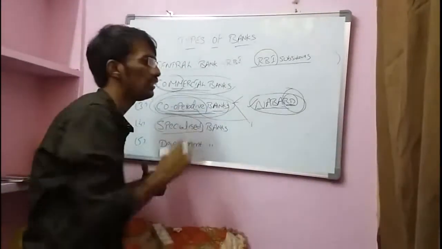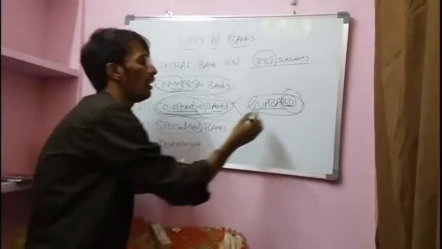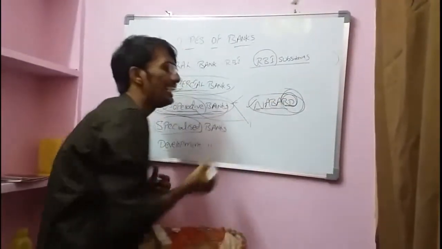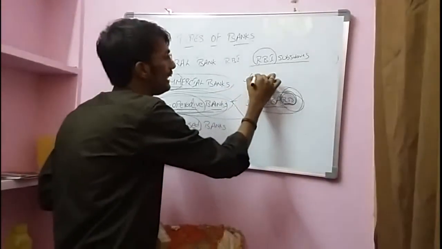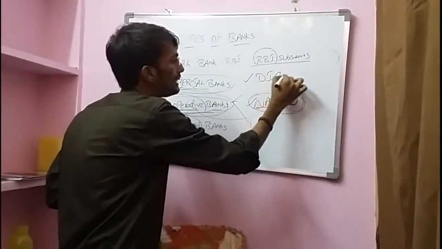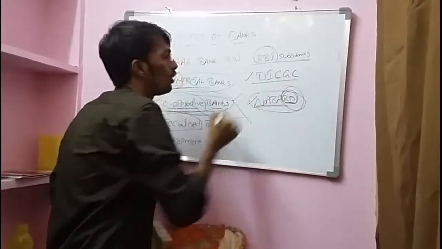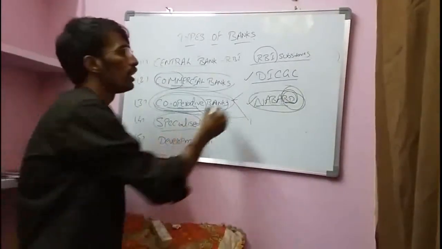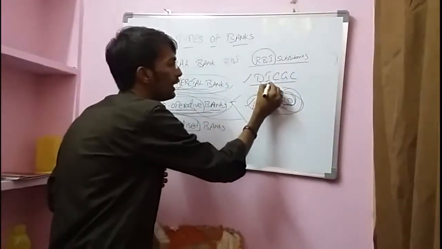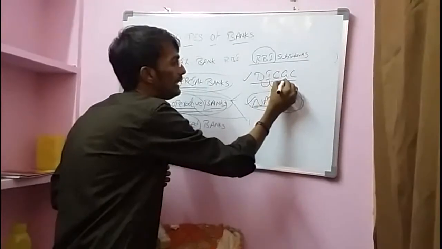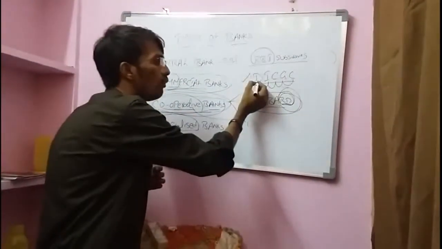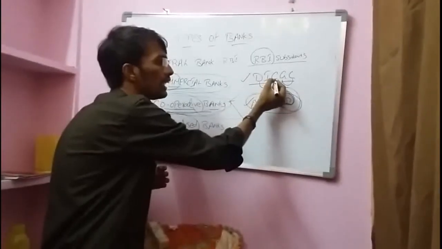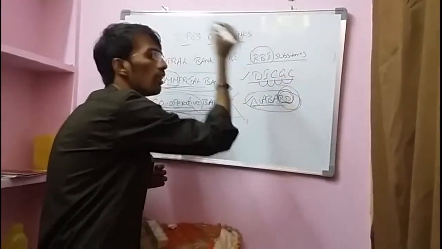In that, the first one is known as NABARD. What is the function of NABARD? It is mainly for rural development. And the second one is known as DICGC. What does DICGC mean? Deposit Insurance Credit Guarantee Corporation.